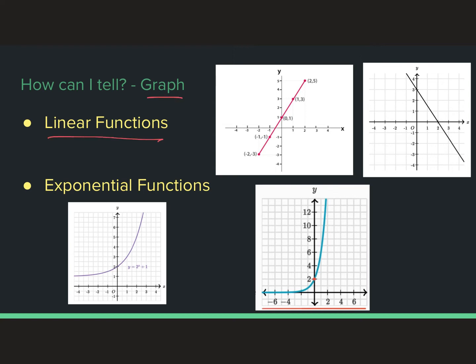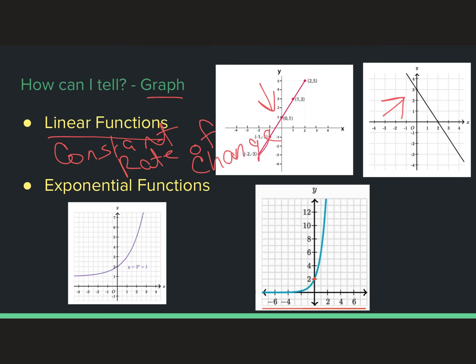So, how can I tell the difference on a graph? Linear functions, it's a line. So, here I see a line, here I see a line. Lines are caused by the fact that they have a constant rate of change. That's what makes it a line. So if anyone ever says, why is something a line? It has a constant rate of change. Why is it not a line? It does not have a constant rate of change.